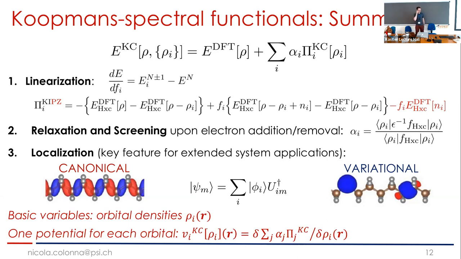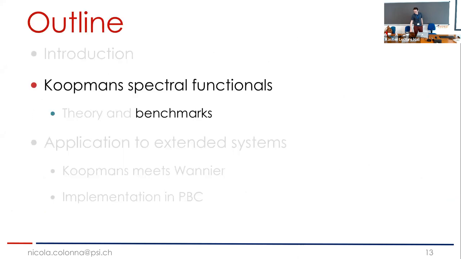Now the basic variable are the orbital densities. And another striking difference with respect to standard Kohn-Sham is that now we have one potential for each orbital. So this is clearly more general. It's also reminiscent of a quasi-particle approximation in Green's function theory, where you have one self-energy at the given value of the frequency for each eigenstate. And I will show you that this is enough to actually describe charge excitation in the system.